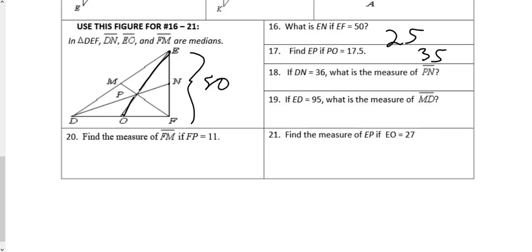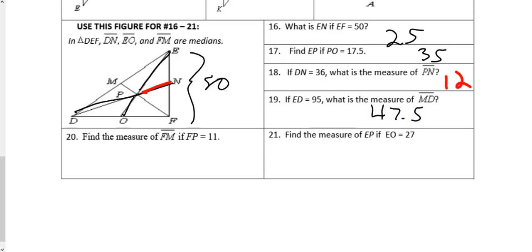If DN is 36, what's PN? Well, DN is the whole thing. PN is the short piece, which is 1/3 of that, so that makes that 12. If ED is 95, what's the measure of MD? Well, since M is the midpoint, that means we take 95 and divide it by 2. And yes, we're going to get a decimal, and that's okay.